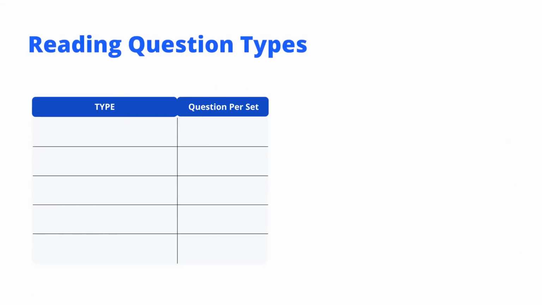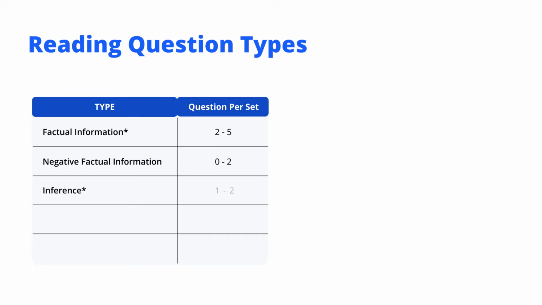Question types can be classified in 10 ways. First, there are factual information questions, and you'll get between 2 and 5 of these per set. There are also negative factual information questions, which may not come up at all, or there may be up to 2 of these per set.